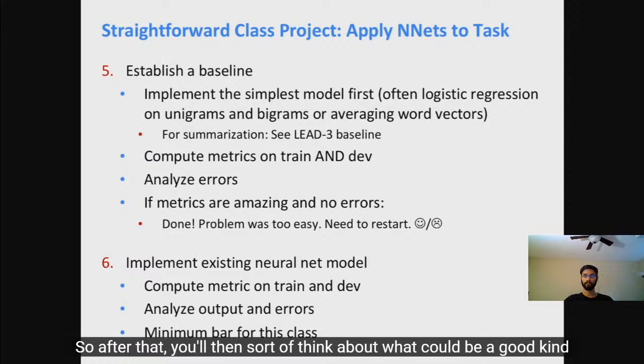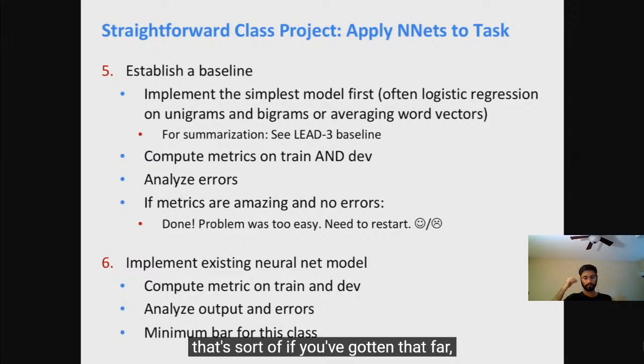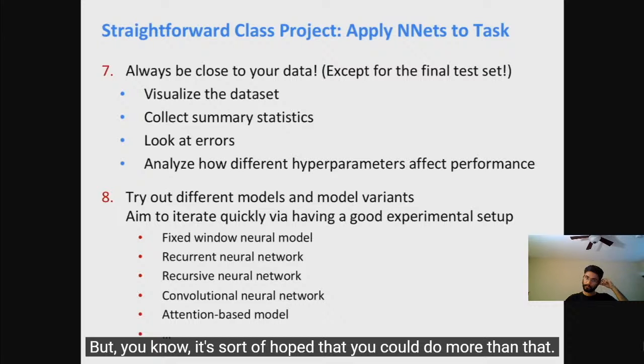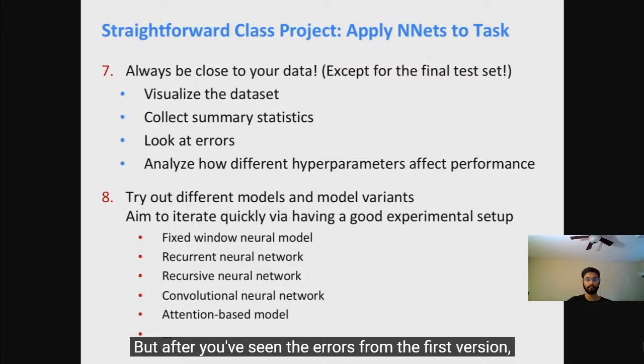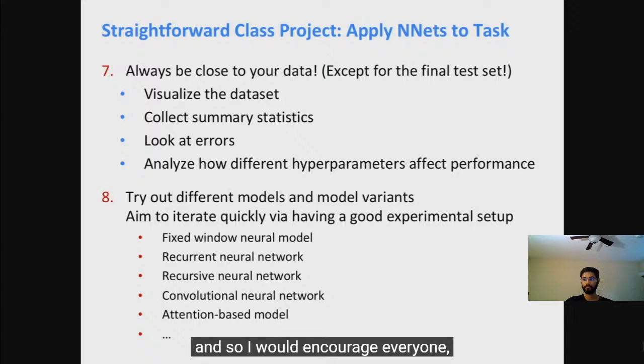After that, you'll think about what could be a good kind of neural network model that might do well, implement it, test it, see what kind of errors it makes. If you've gotten that far, you're in the right space for a class project. But it's hoped that you can do more than that, that after you've seen the errors from the first version, you could think about how to make it better and come up with a better project. And so I would encourage everyone, you really do want to look at the data, right?